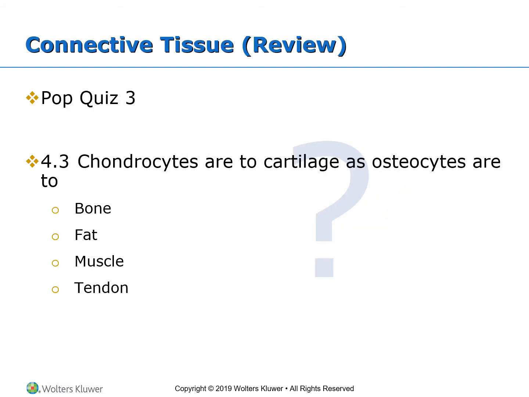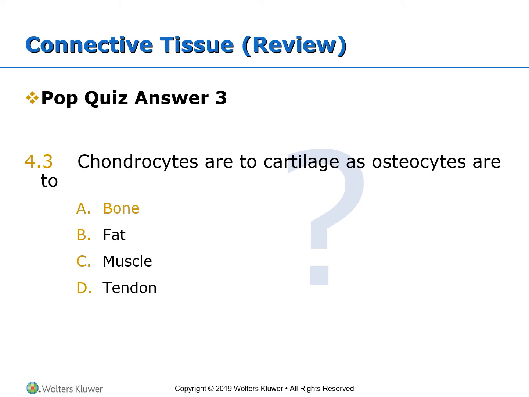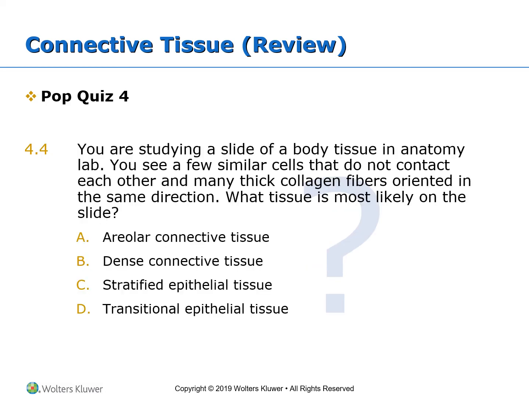So let's look at question number 3. Question number 3 says: chondrocytes are to cartilage as osteocytes are to. The options are bone, fat, muscle, and tendon. The correct answer is bone. If you remember, chondro means cartilage, cytes means cells. So chondrocytes are the cartilage cells, as osteo, bone, cytes, cells are to, obviously, bone.